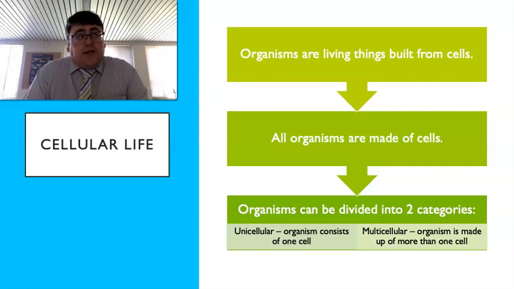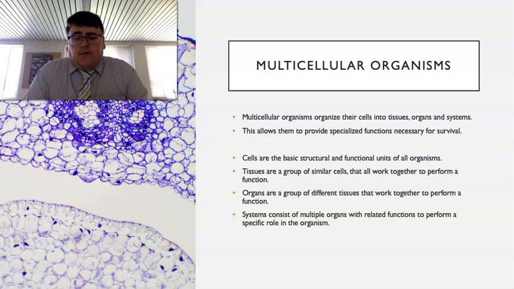We know from studying organisms that all organisms are built up from cells, and that all organisms can be divided into 2 different categories. The first being unicellular organisms, made up of only one cell, unicellular, one cell, and multicellular, many cells, so organisms that are made up of more than one cell. We're going to look at both of those types of organisms in this PowerPoint. We're going to start by talking about multicellular organisms.